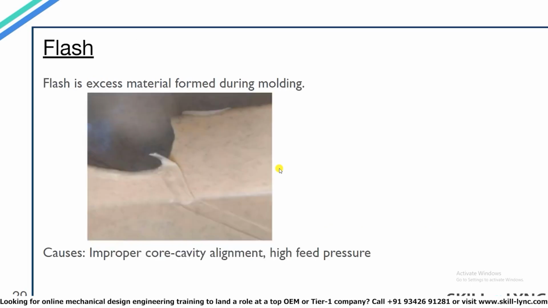Flash is the excess material that you will find attached to your component. Now this can happen when the core and cavity plate do not close properly, or the injection pressure is too high and the material seeps outside the mold. To fix this issue, we have to do some post-processing operations which will increase the production time.